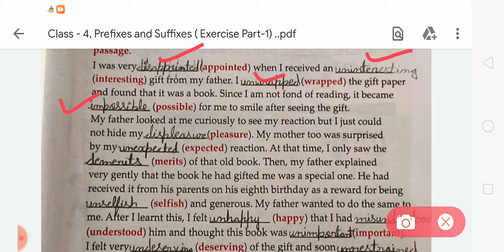My father looked at me curiously to see my reaction, but I just could not hide my, there is the word pleasure, so we have to write here displeasure or unpleasure. So displeasure. My mother too was surprised by my unexpected, here is the word expected, so we have to use the prefix un, so it will be unexpected reaction.